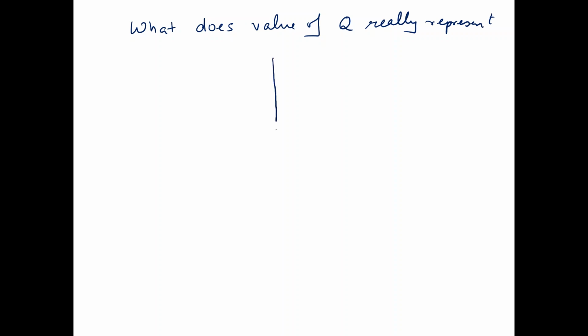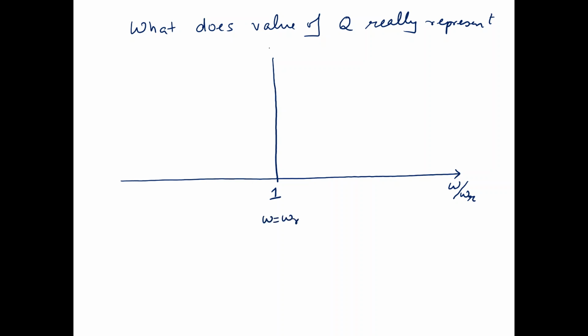If I was going to draw the peak amplitude versus the frequency, so this is omega, and normally we would do this as omega by resonance frequency, normalized by the resonance frequency, so this would be 1, or omega here is omega r. And on the y-axis, I'm plotting the peak amplitude of a field.